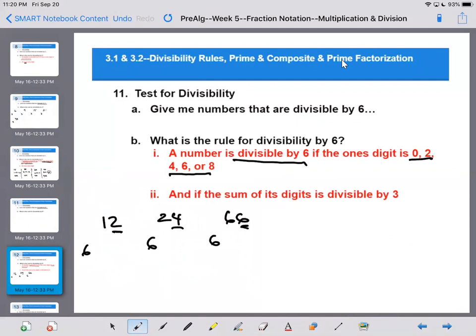So look at the ones column, and we see that 6 will divide it. We can also look at the sum of the digits. If the sum of the digits is divisible by 3, well, we know that 72 is divisible by 6.